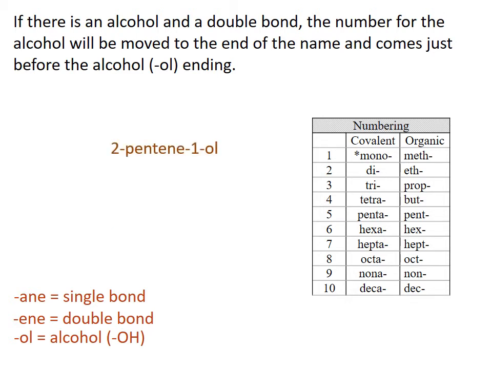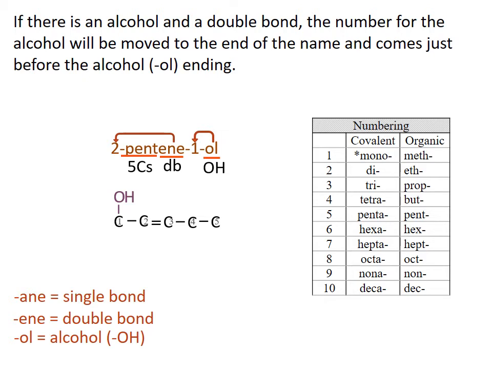2-pentene-1-ol. Pent means 5. So I write 5 C's. Now I draw 5 carbons. 1, 2, 3, 4, 5. Ene means double bond, and the double bond goes on the second carbon. So I number my carbons, and second carbon in, I will place a double bond. I also have an OH, which goes on the first carbon.